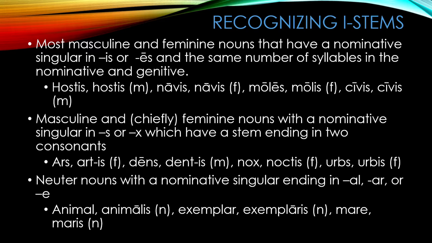Masculine and mostly feminine nouns with a nominative singular ending in -s or -x, which have a stem ending in two consonants, are also I-stems. Therefore, rex, regis isn't an I-stem because its stem is reg-, but ars, artis, dens, dentis, nox, noctis, and urbs, urbis are, because each of their stems ends in two consonants. Finally, neuter nouns with nominatives that end in -al, -ar, or -e are I-stem nouns. These include animal, animalis, exemplar, exemplaris, and mare, maris.